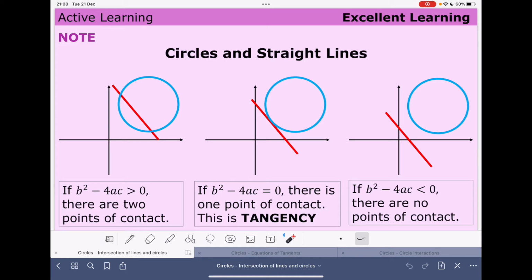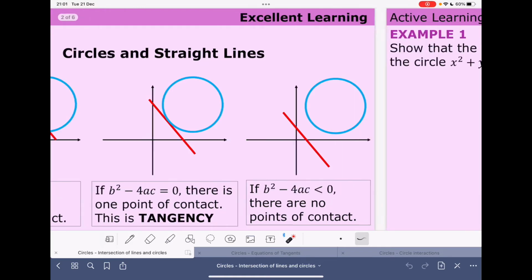And you might be thinking, how do I use the discriminant? Because the equation of a circle has both x squared and y squared and x and y involved with it. I'm only used to seeing the discriminant whenever I'm dealing with a quadratic. So we're going to look at a wee example just to see how the discriminant applies.